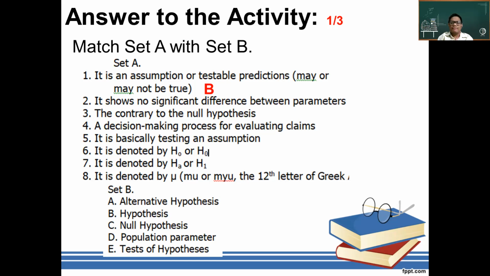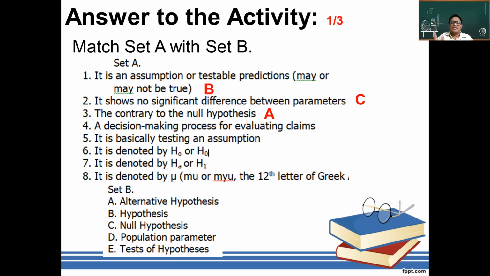Okay, question number 2. It shows no significant difference between parameters. It means parameter A and parameter B have no significant difference. What do you call that one? Okay, Peter. Correct. It is null hypothesis. Very good, Peter. Okay, number 3. The contrary to the null hypothesis. If we have the first null hypothesis, there should be a contrary, the opposite or the contradiction of the first hypothesis or the first idea. It is considered what? Letter A. It is alternative hypothesis. Correct.